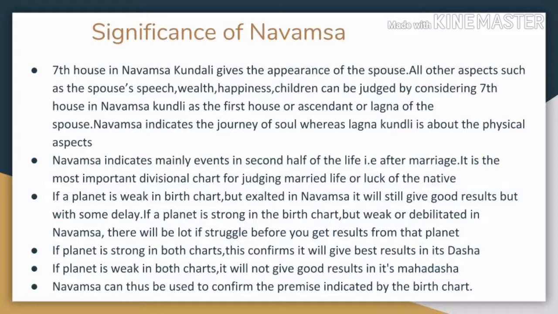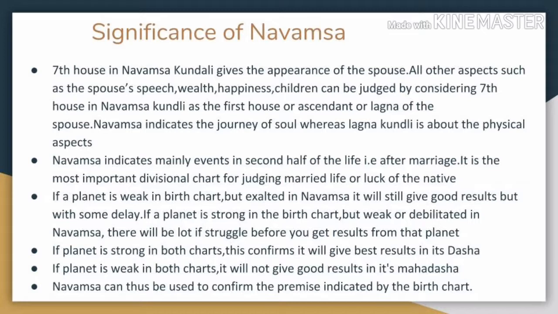Now, if you look at the seventh house in the Navamsa Kundali, the planet placed in the seventh house will tell you about the appearance of your spouse. Okay, then all the remaining aspects of your spouse, such as her speech, her wealth, the children, happiness, etc., you can judge by considering the seventh house in the Navamsa Kundali as the first house or the ascendant or the lagna of the spouse.